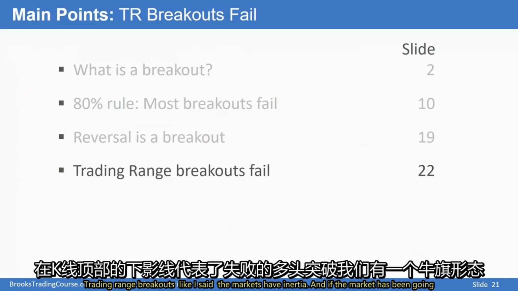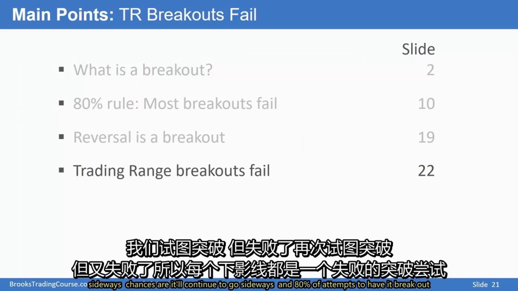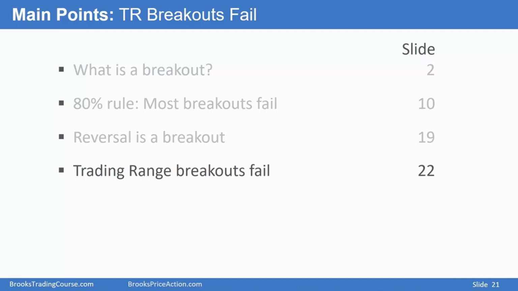Trading range breakouts, like I said, the markets have inertia. And if the market has been going sideways, chances are it'll continue to go sideways. And 80% of attempts to have it break out into a trend will fail.